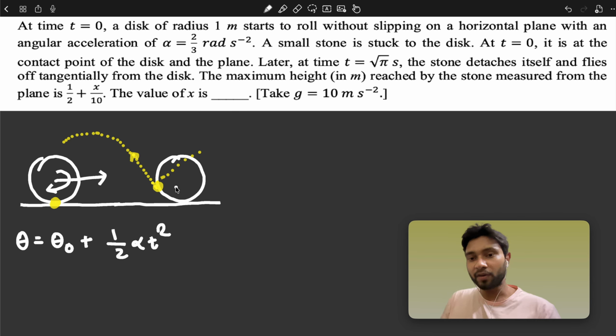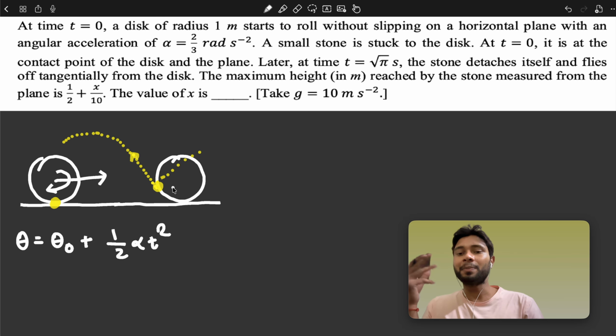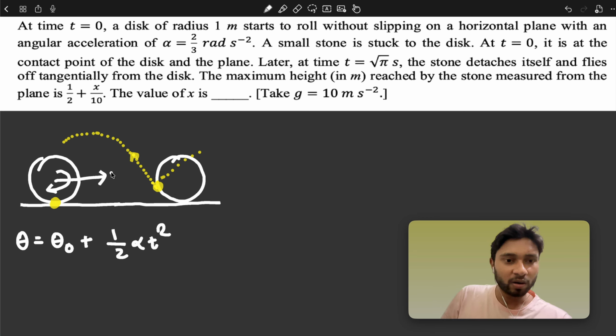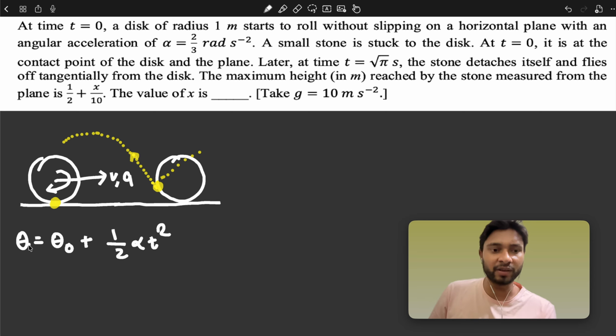The angle traveled by the stone is independent of the linear motion. I don't care what the velocity is, what the linear acceleration is, it doesn't matter. We have to calculate the angle, so it all depends on the angular parameters, that is, angular acceleration. Okay, so theta equals theta naught plus half alpha t square.